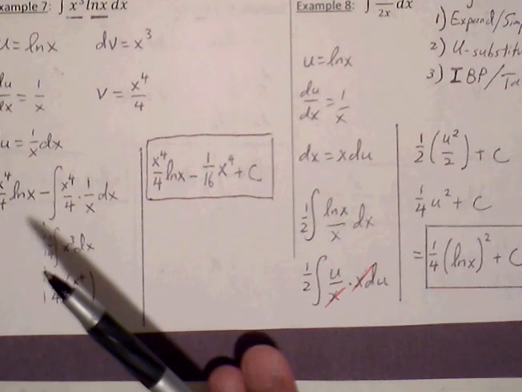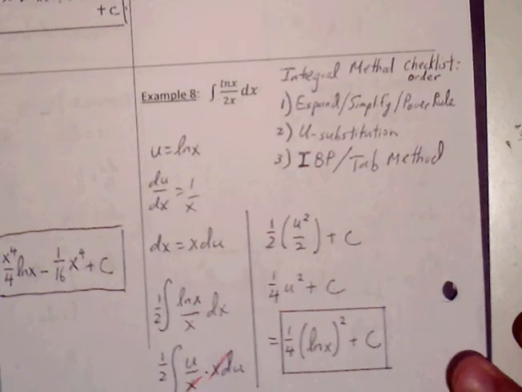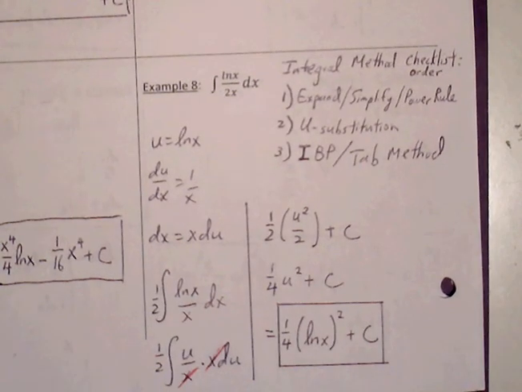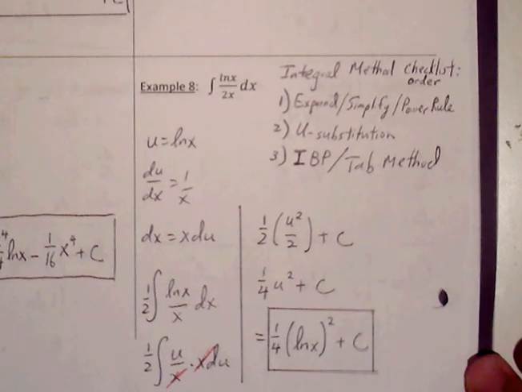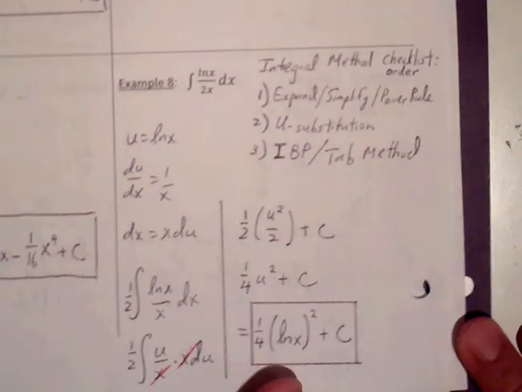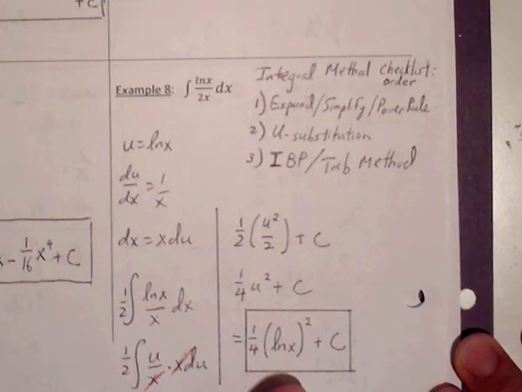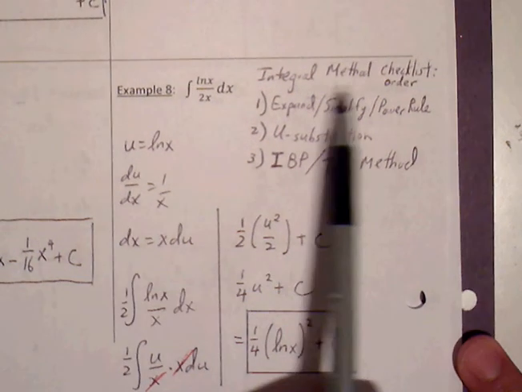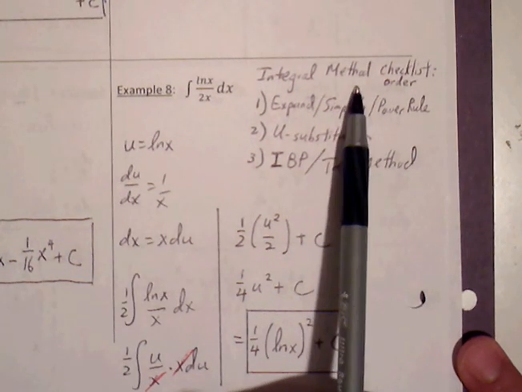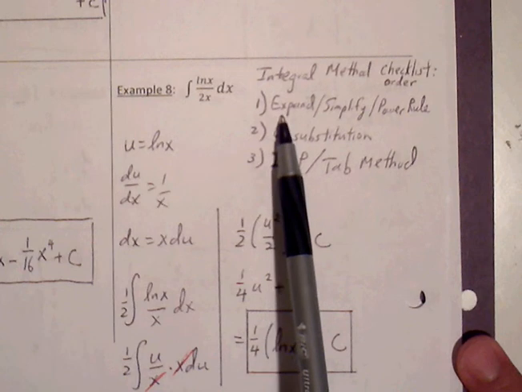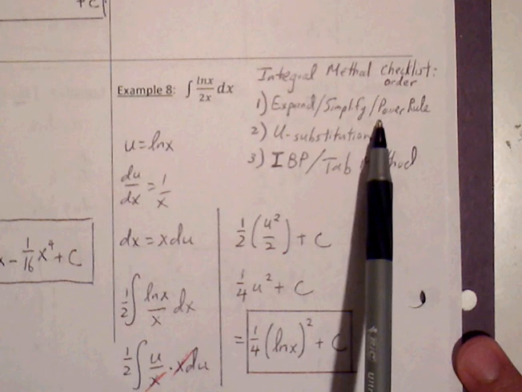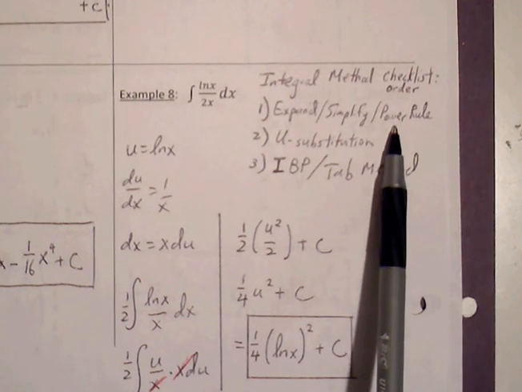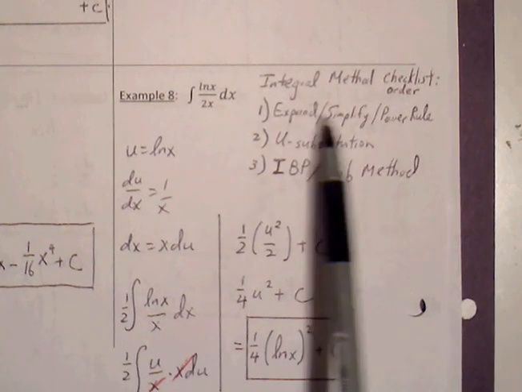All right, final example is just to demonstrate that in the overall scheme of things, when you're studying for your AP exam or for the final exam, when you see an integral problem, you want to go through this checklist. Okay, first, you want to see, can I expand this problem? Can I simplify? Can I separate the terms? And can I resort to simply using power rule? If you can, then that's always the first thing you check for.